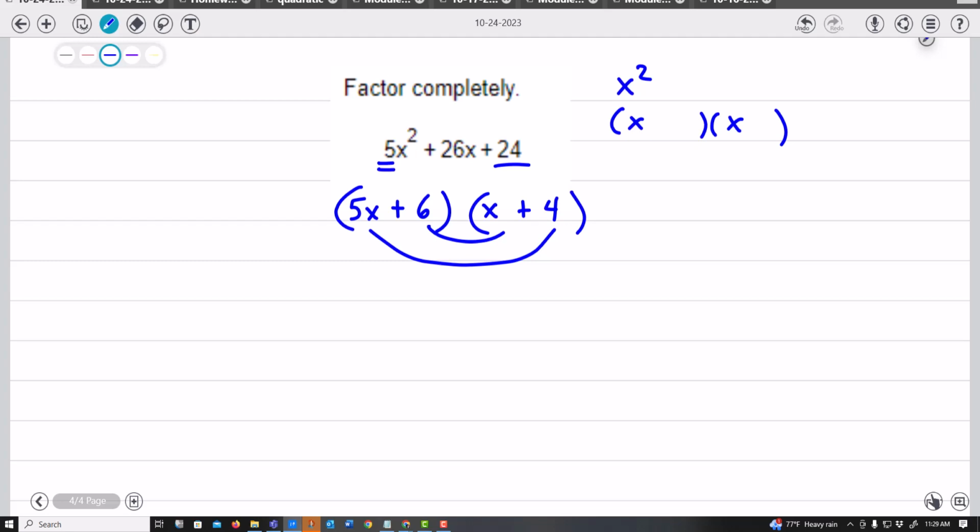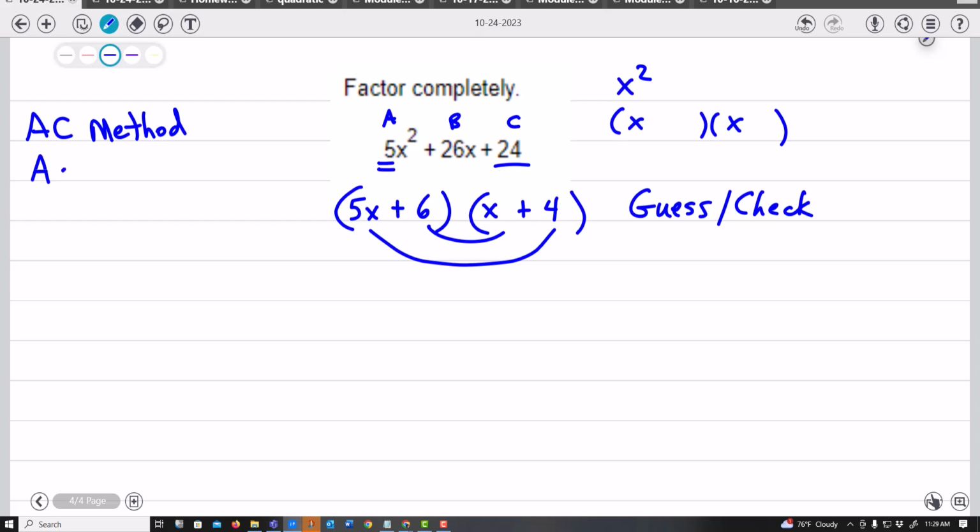Yes, probably not the best way to teach students. So there are other ways, and what this is called is the guess and check. And I've just always done it this way, where I just kind of look at it. There's another method called the AC method, and this is A, this is B, and this is C. And what you do with this method is you multiply A times C, which in this case would be 5 times 24, which would be 120. And then you find all the factors of 120 that would add for B.